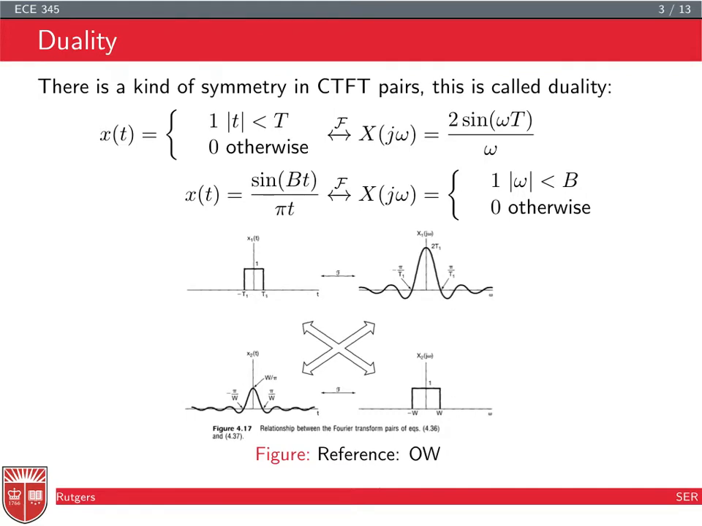There is a kind of duality or symmetry between CTFT pairs. Let's first explain it through an example. If you remember, one of the first examples we gave at the beginning of this lecture is to understand how the impulse response of a low-pass filter looks like in the time domain. So this is a low-pass filter that lets only frequencies between -W and +W go through the system and filters out all the high frequencies.